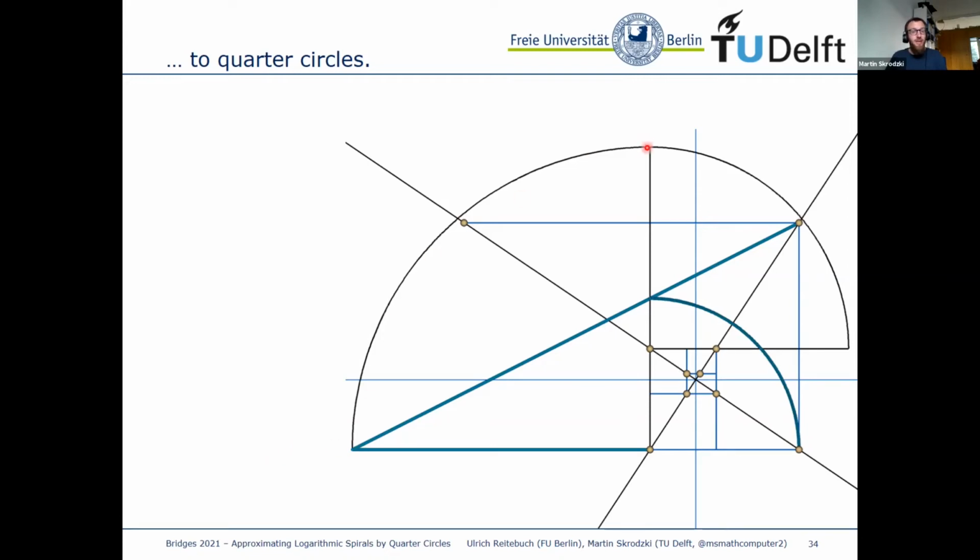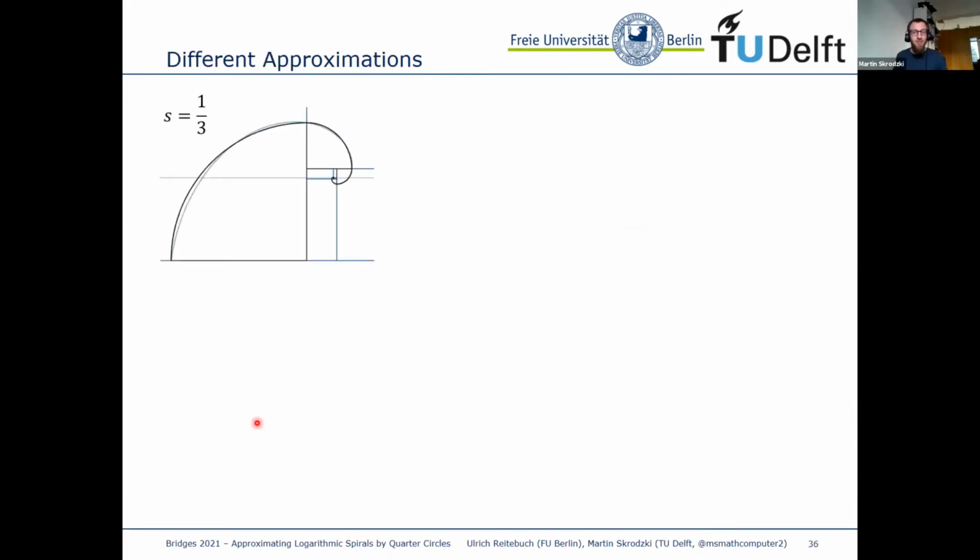This tells us how to do this radius, but since all these rectangles are self-similar, we can actually continue this construction and thus build more of these quarter circles. And the end result looks something like that, where you have one quarter circle, the next one, the next one, the next one, and so on. All right. So we have taken this construction from the golden rectangle, approximating golden spiral, and we've built an approximation of an arbitrary logarithmic spiral. And now we can build this entire zoo of approximations. And let me show you some animals in the zoo.